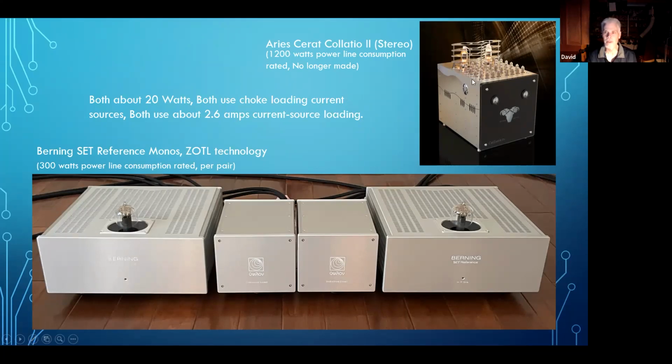Interestingly, digging through the details of this amplifier, both amplifiers put out about 20 watts. Both use choke loading current sources, and both use about 2.6 amps for the current source loading. Now the ZOTL converts this 2.6 amps to roughly maybe, I don't know, 50 or 60 milliamps in the 845 tube, but the current going through the ZOTL is 2.6 amps.